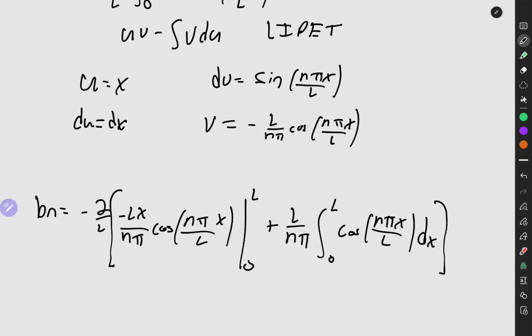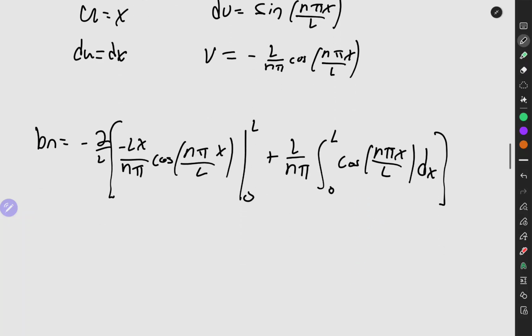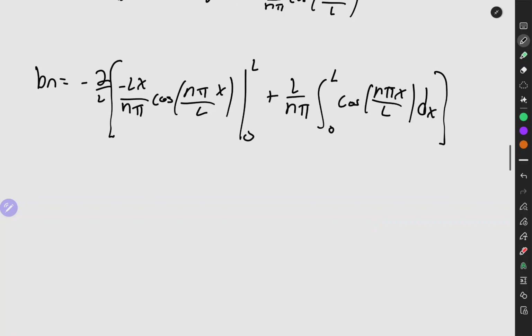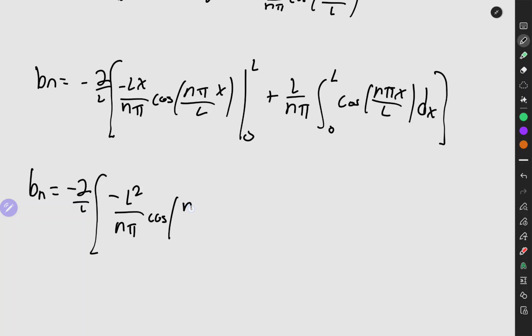Just making sure I have it right. Okay, now let's just go through and evaluate. Hope I don't mess up anywhere. So negative 2 over L. Let's see, plug in L for x here. This would be negative L squared over n pi times cosine. It's just n pi, right? Because the L's will cancel. If we plug in a 0, that would go to 0. So that term I don't even have to write down.